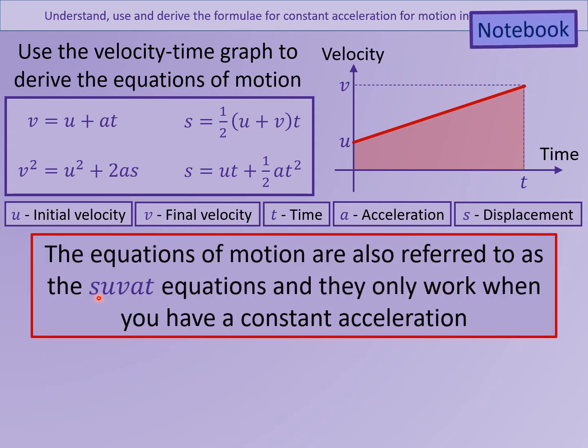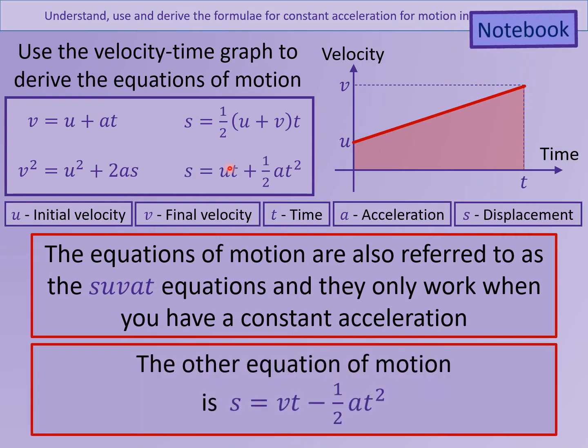These equations of motion are sometimes referred to as the Suvat equations. That's because the five values that we use are s, u, v, a and t. They only work if the acceleration is constant. There is also a fifth equation, which is very similar to the fourth one. This comes from taking v equals u plus at, rearranging to get u equals, substituting it in, and you will arrive at this formula here, s equals vt minus a half at squared.